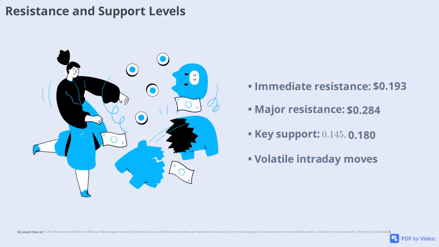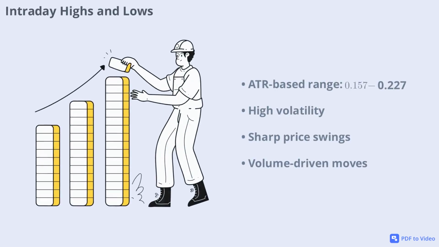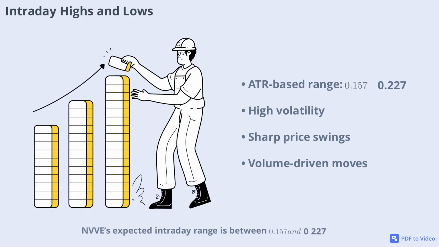If the price fails to hold 0.18, a decline towards 0.145 may follow, while a sustained break above 0.193 could target 0.258. Based on the ATR of 0.035, NVVE's expected intraday range is between 0.157 and 0.227. This wide range reflects the high volatility environment.